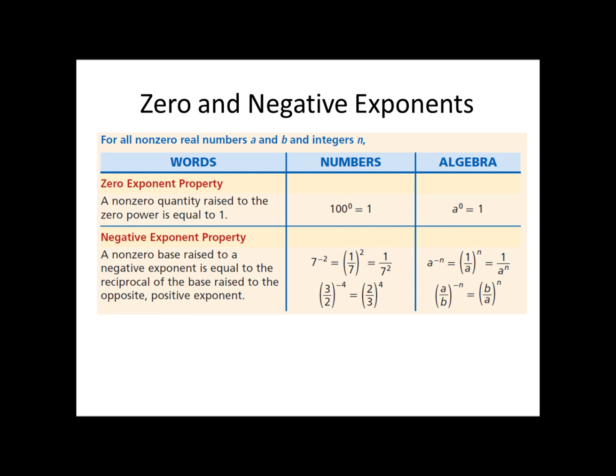Now let's talk about zero and negative exponents. Whenever you see a zero exponent, whether that zero exponent is on a number or on a letter, a variable, it equals 1. We'll talk about why in a second.